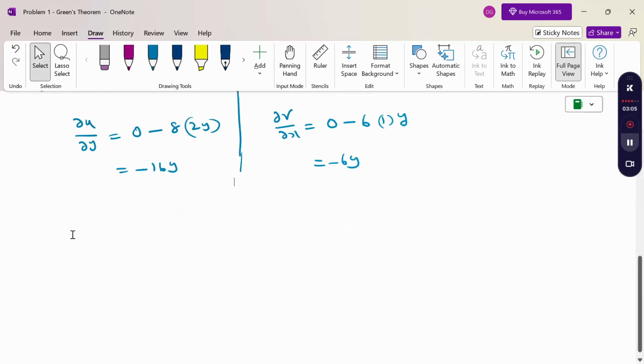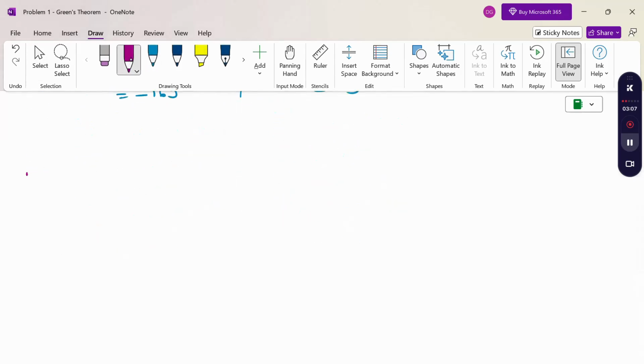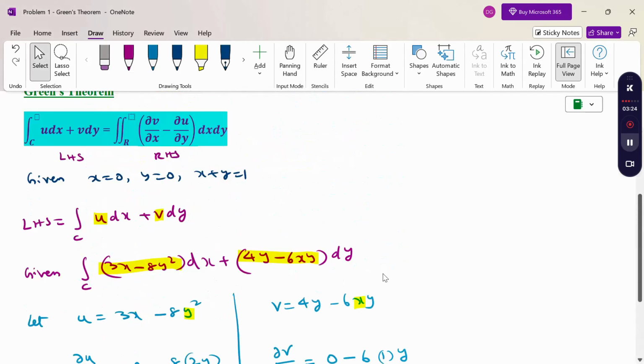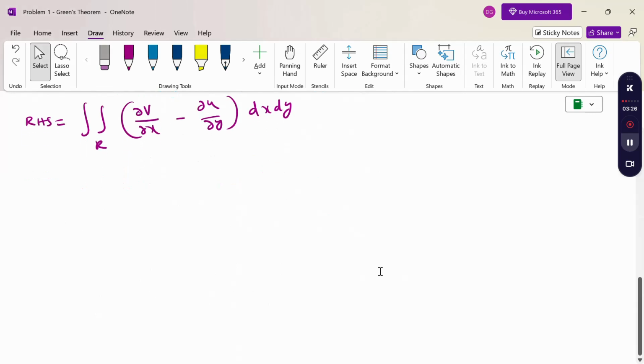Now next is the right hand side. The right hand side is the double integral over the region of (dou v by dou x minus dou u by dou y) dx dy. What is given? The lines x = 0, y = 0, x plus y = 1.